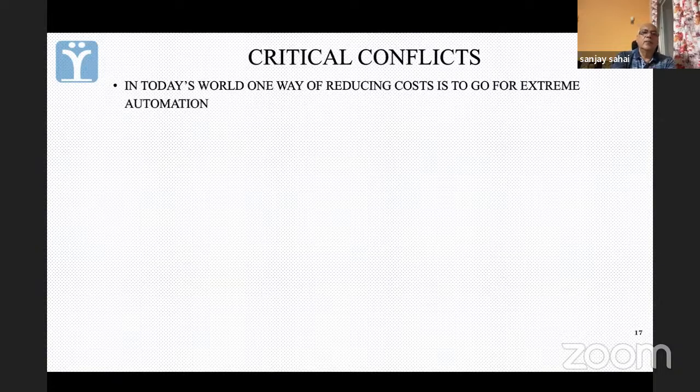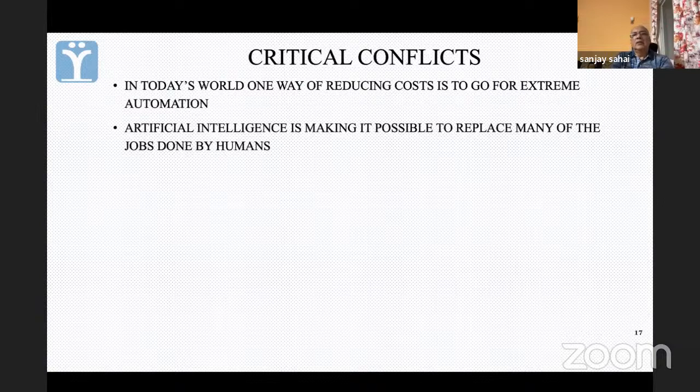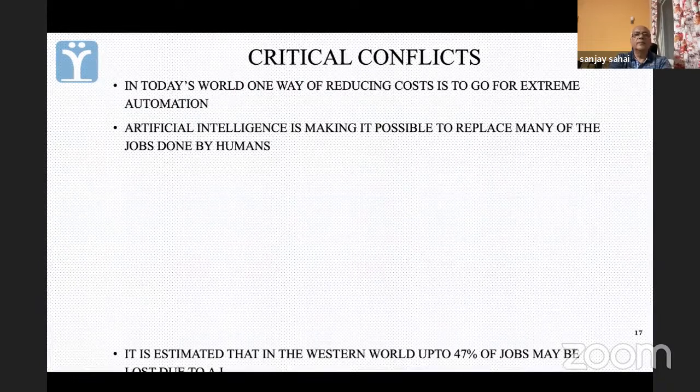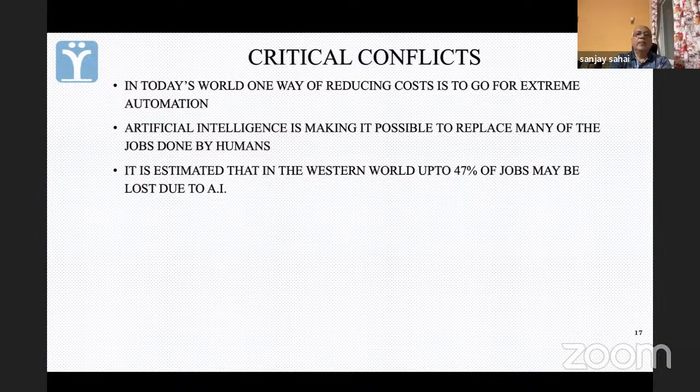Critical conflicts, अब कुछ एग्जांपल्स आपको दे रहे हैं. In today's world, one way of reducing cost is to go for extreme automation. ये एक एग्जांपल आप देखिए यहाँ. So, AI is making it possible to replace many of the jobs done by humans. हम पढ़ते रहते हैं ना कि जो काम इंसान कर रहे हैं वो रोबोट्स कर लेंगे. It is estimated that in the Western world, up to 47% of jobs may be lost due to artificial intelligence.